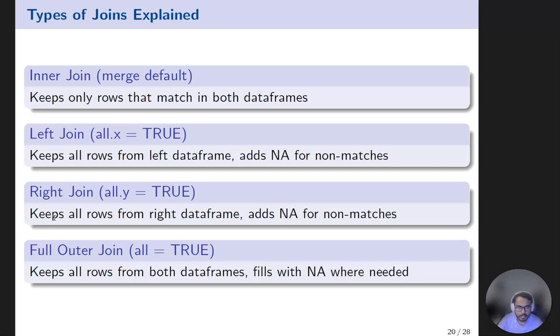And this is again a summary of that. So inner join, you keep only rows that match in both data frames. Left join, keep all rows from the left data frame and add NAs for non-matches. Right join keeps all rows from the right data frame and adds NA for non-matches. And full outer join keeps all rows from both data frames and fills with NA where needed. So what I would strongly encourage you to do is create data frames and then try all of them out and see how those results differ.